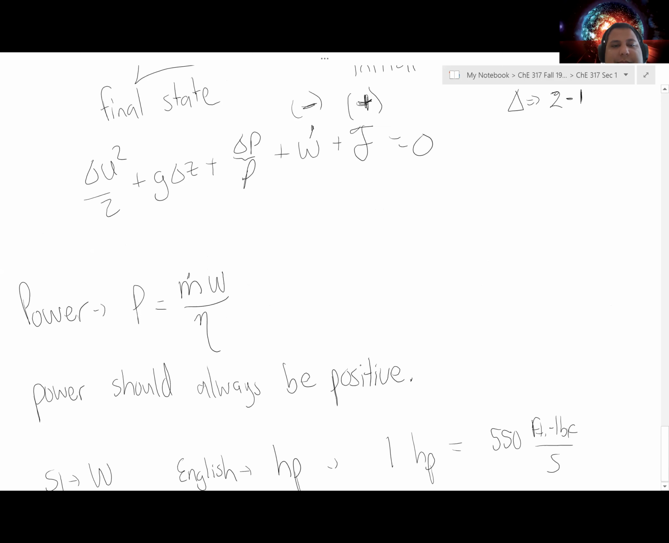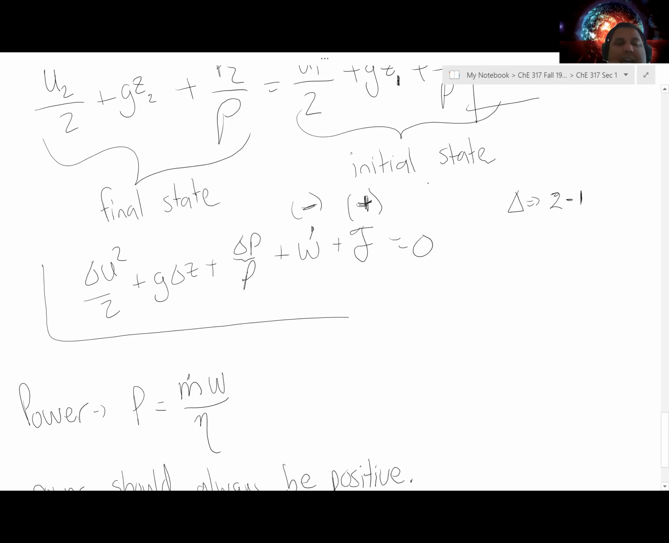And so let's take a look really quick at this system. So what are the units of each term?